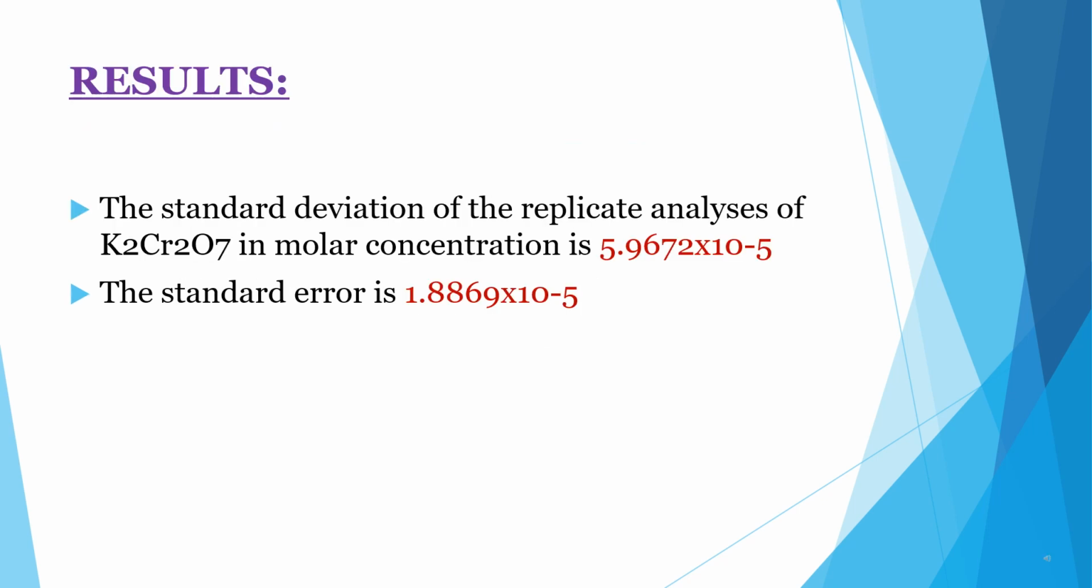Result. The standard deviation of the replicate analysis of potassium dichromate in molar concentration is 5.9672 × 10⁻⁵. The standard error is 1.8869 × 10⁻⁵.